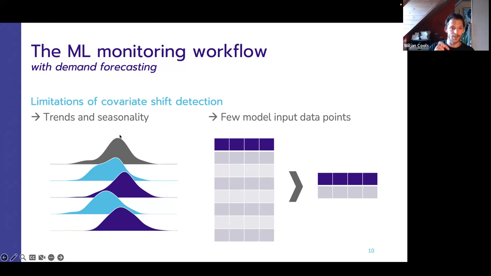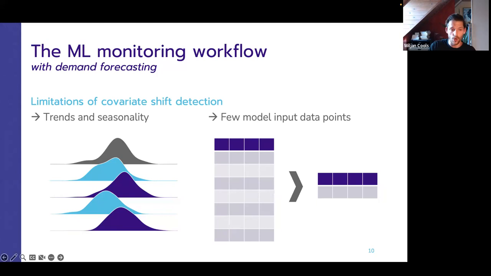And why is that specifically the case in demand forecasting? Because in demand forecasting, there's lots of trends and seasonality. And the traditional ways that covariate shift detection is set up with KS tests, they don't deal very well with seasonality and trends. And a seasonality effect or a trend effect might be something that your model is just able to deal with very well because it has observed those patterns in the past.